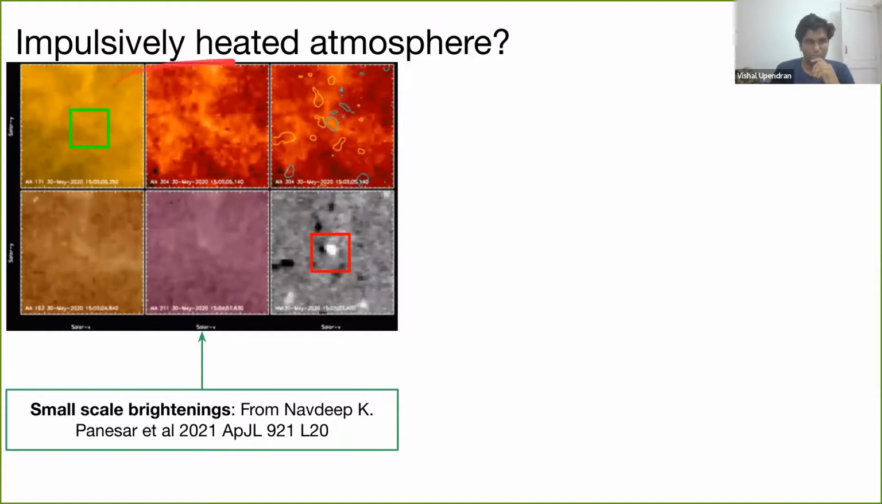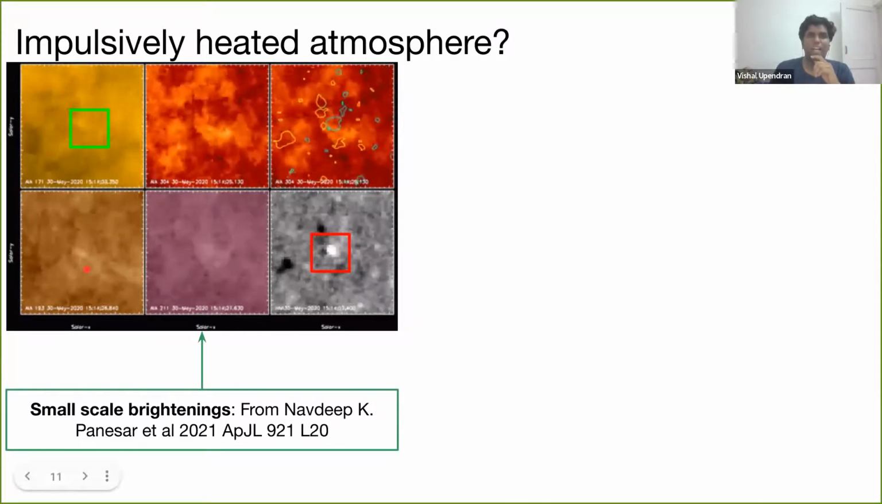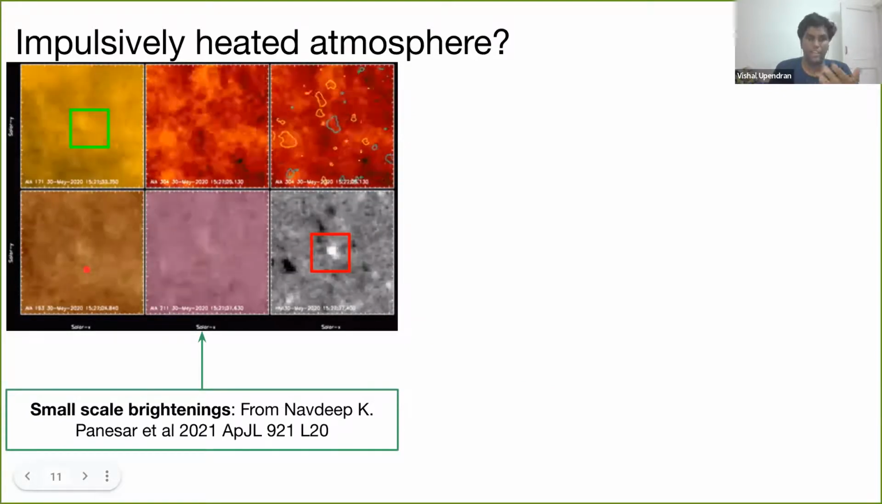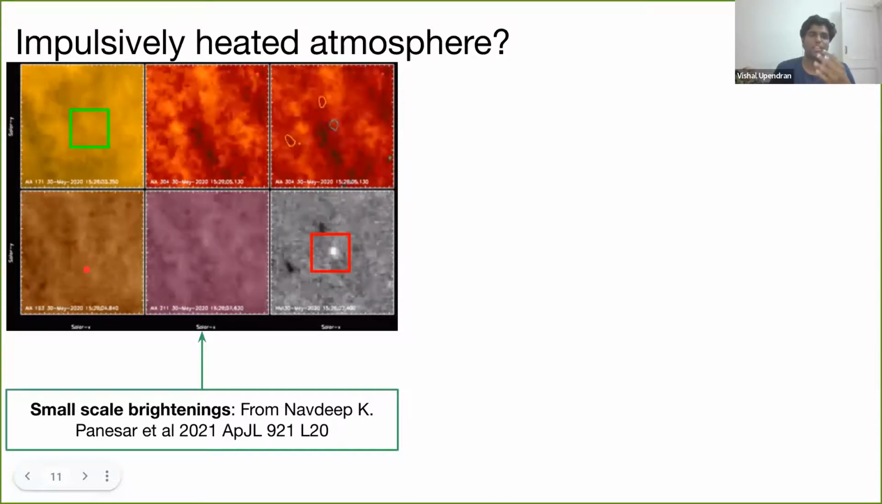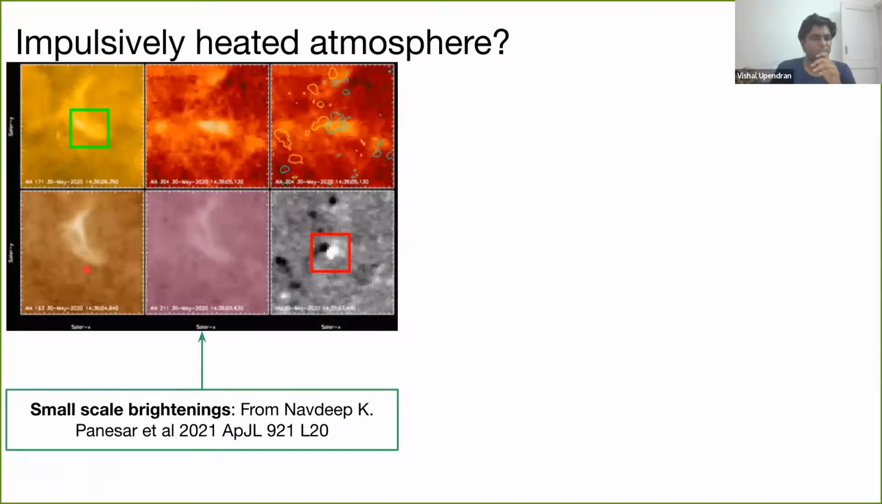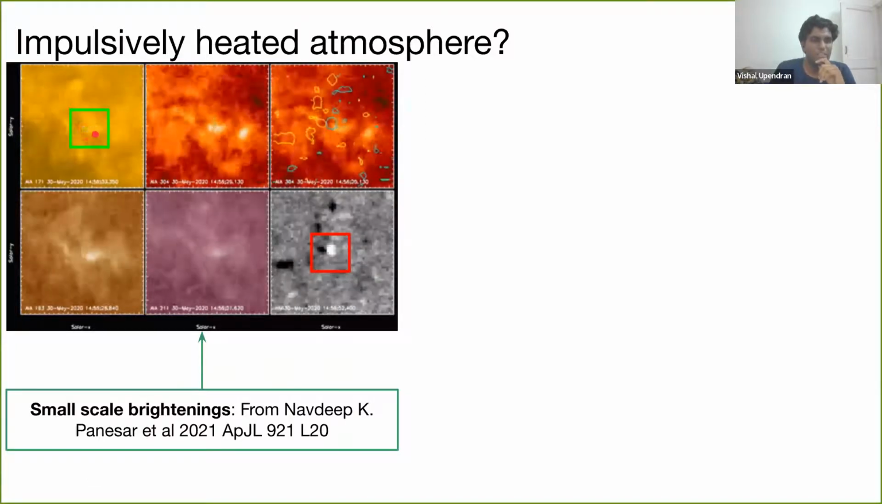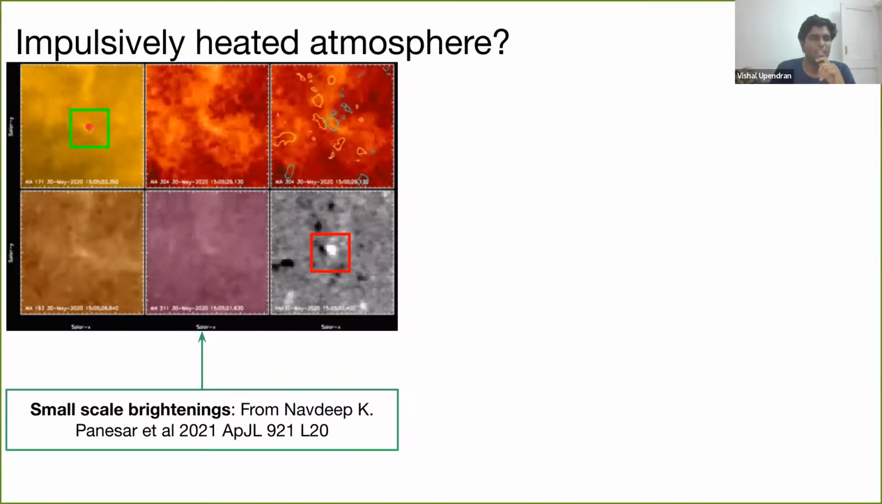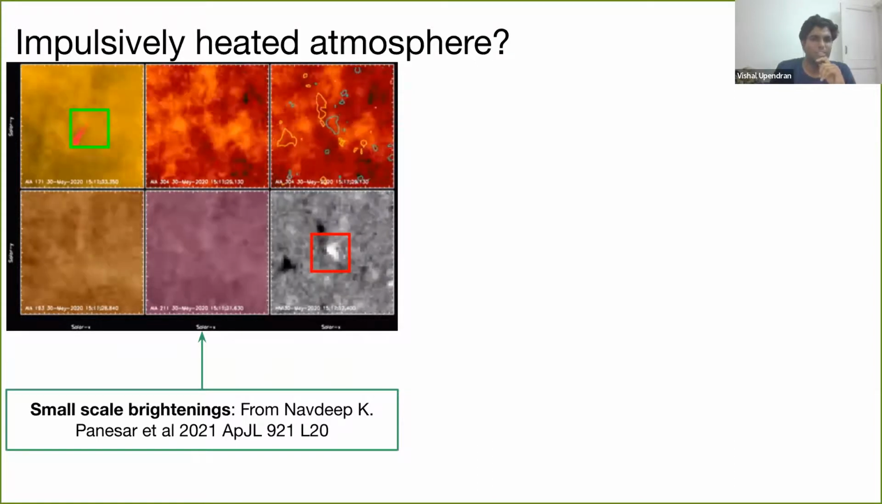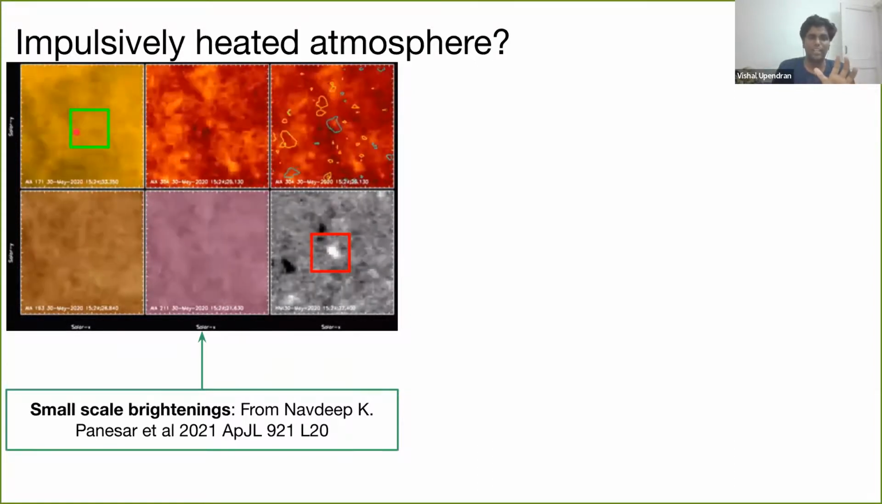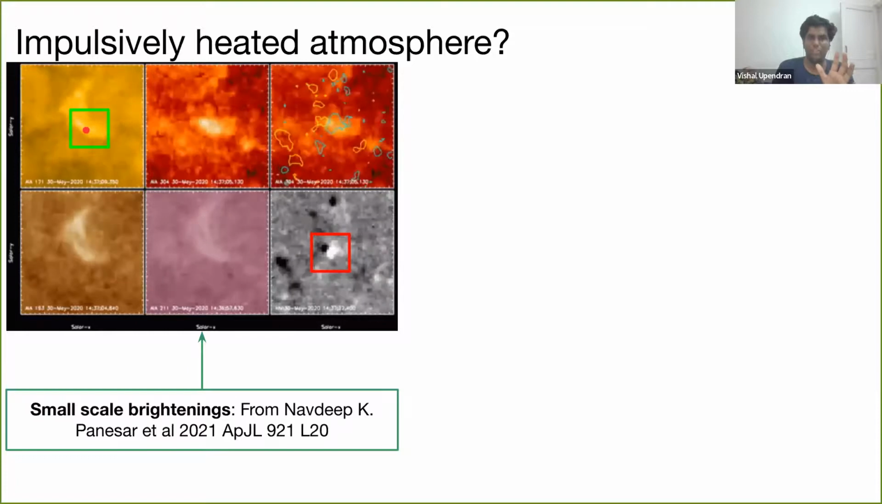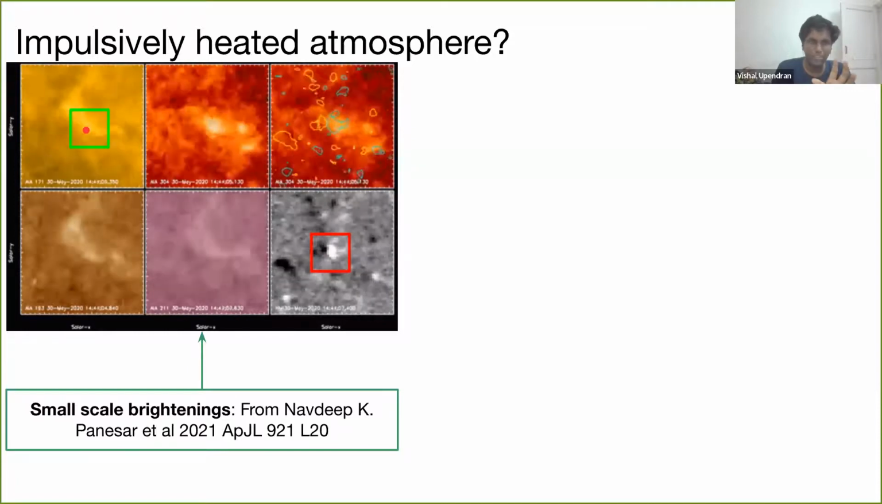The top 3 rows and the bottom 2 rows correspond to the extreme ultraviolet intensity images, corresponding to the coronal images. Look at the green box, you see that there is an impulsive brightening that's being seen in all the panels here. The length scales involved here are only a couple of megameters. These are a couple of pixels wide.